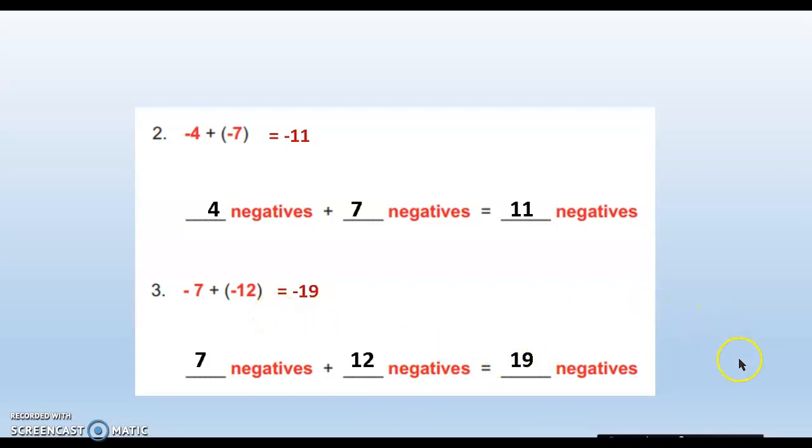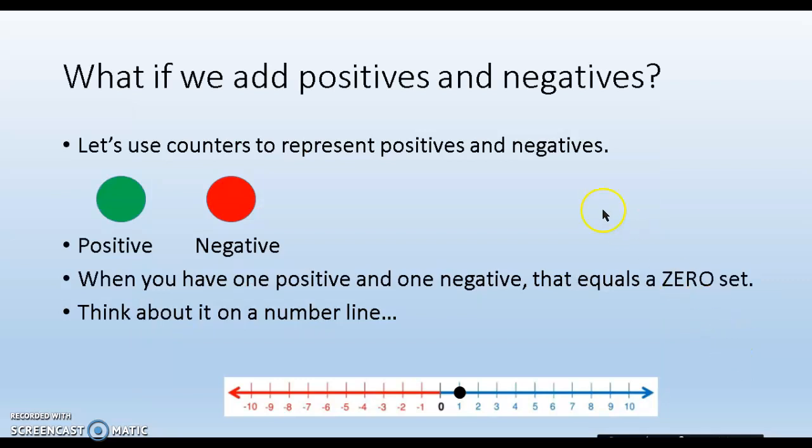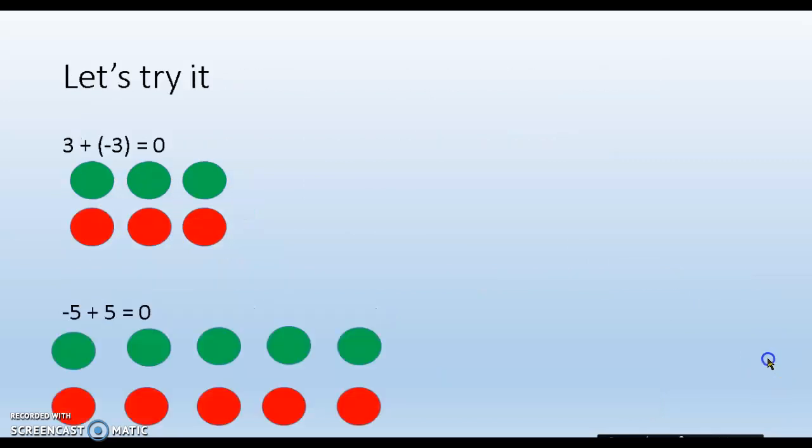Pretty simple, right? Well, what if we add positives and negatives? We're going to use counters to help us represent this today. A green counter represents a positive and a red counter represents a negative. When you have 1 positive and 1 negative, that equals a 0 set. Think about it on our number line. If we're at +1 and we add a negative, it brings us to 0. So whenever you see a green counter and a red counter together, that's equal to 0.